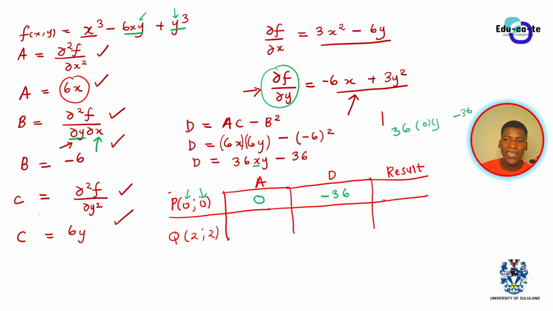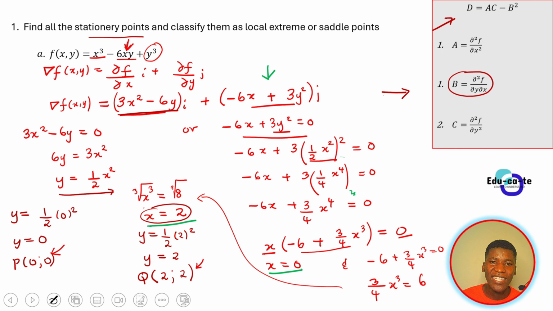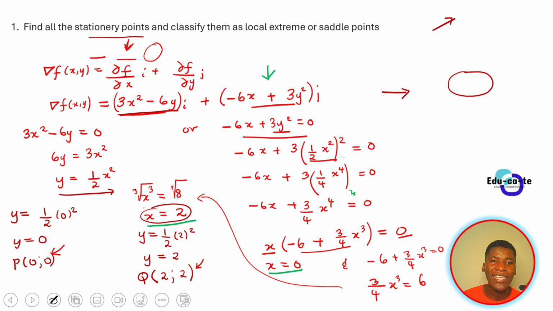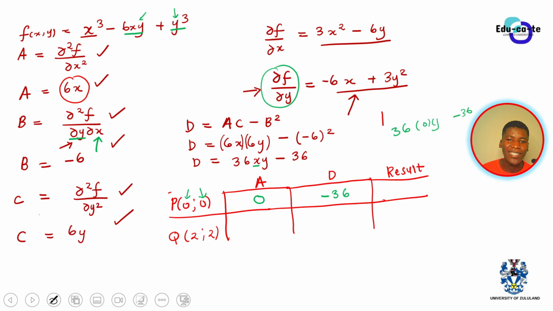And what would that result be? Remember, we have said in our first slide that if the discriminant is negative, then we classify the stationary point as a saddle point. It doesn't matter what the A value is. Here we found that we have a discriminant of negative 36 at point P (0, 0), so the result here will be a saddle point, just due to this discriminant.